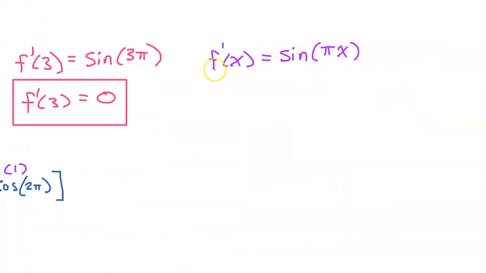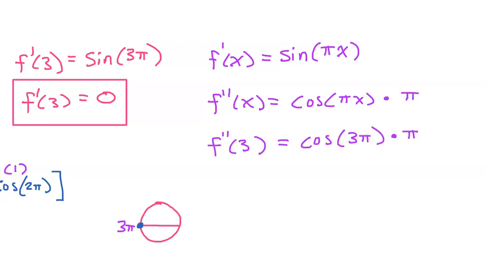We are given that f prime of x is sine of pi x. So f double prime of x will be the derivative of sine of pi x. We know that the derivative of sine is cosine. So we have cosine pi x. But because this is not just an x inside, we have to do the chain rule and multiply by pi.